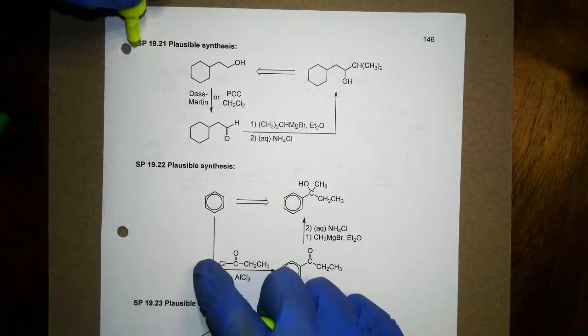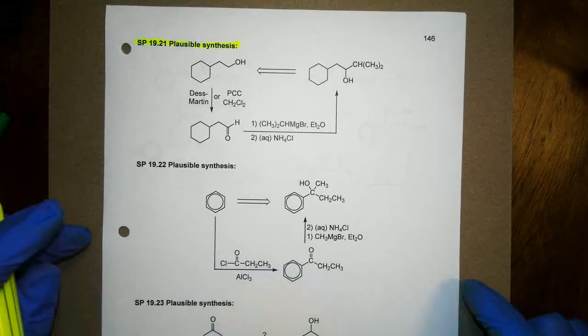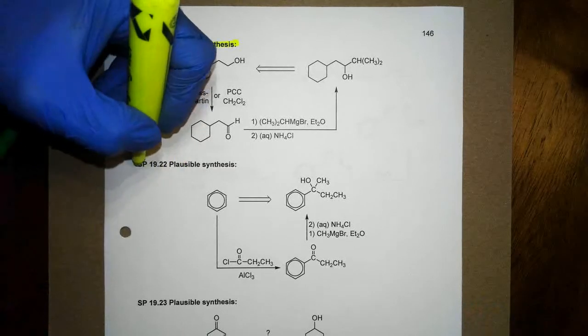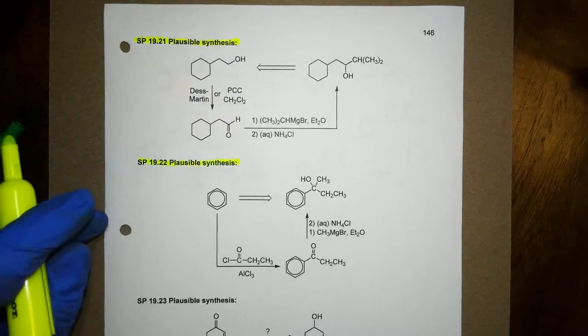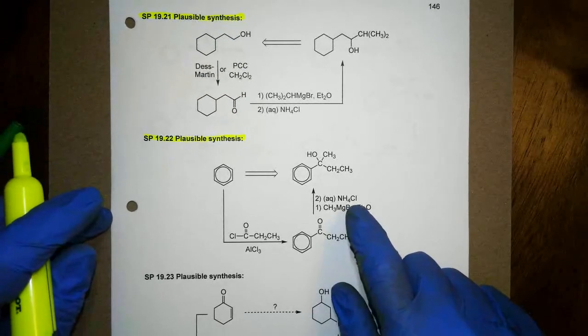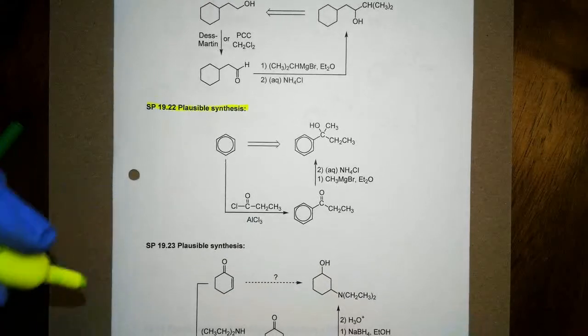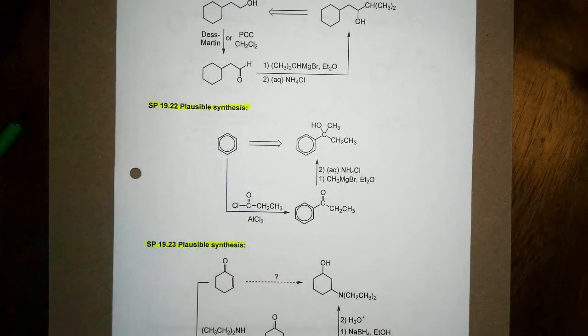Folks, this was the one that we did on page 144. We already talked about how to do that synthesis. We worked it out. This is the one we also did on the bottom of page 144. Okay, this was the one where you added a Grignard reagent after you did the Friedel-Crafts acylation. This is from page 145. I didn't go through that one. I just talked about it, but let's look at it now.